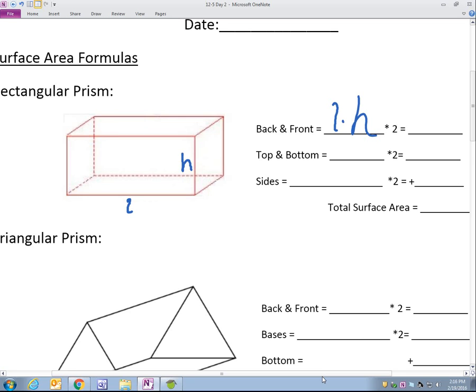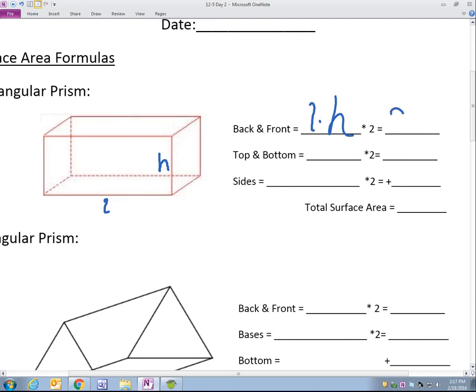And we have that times 2. Stop talking. 2 times LH. 2 times length times height, because there's 2 of them. There's one in the front and one in the back. Then we have top and bottom.